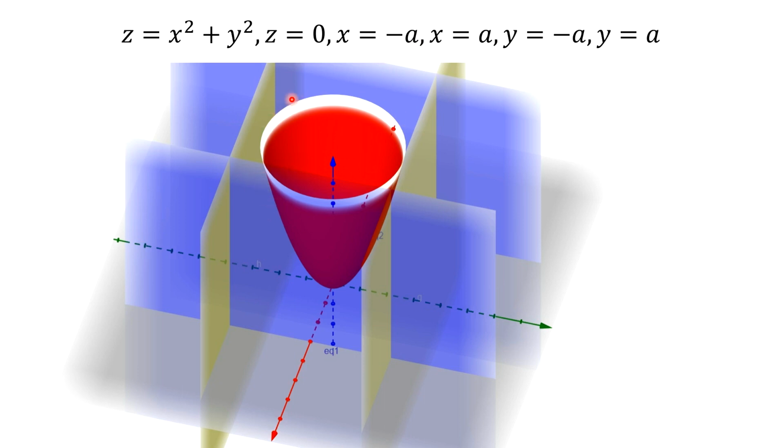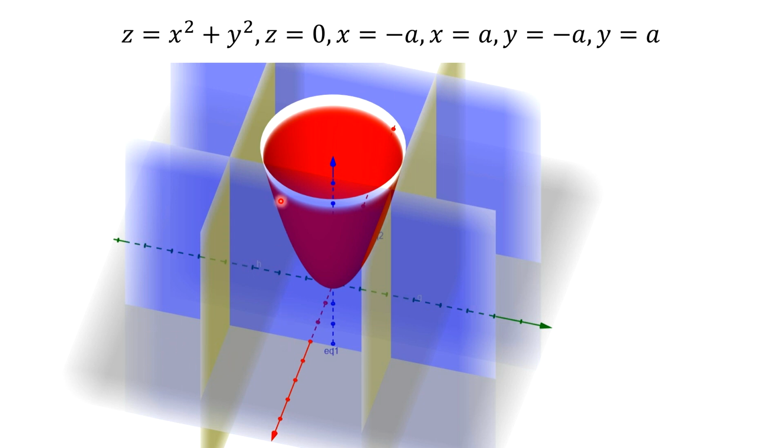See here, our region is outside the surface of the paraboloid, and it is inside these 5 planes. This is the first plane, which is x is equal to minus a. The next blue plane is x is equal to a. Then this left side green plane is y is equal to minus a, and this right side green plane is y is equal to a, and this horizontal plane here is z is equal to 0.